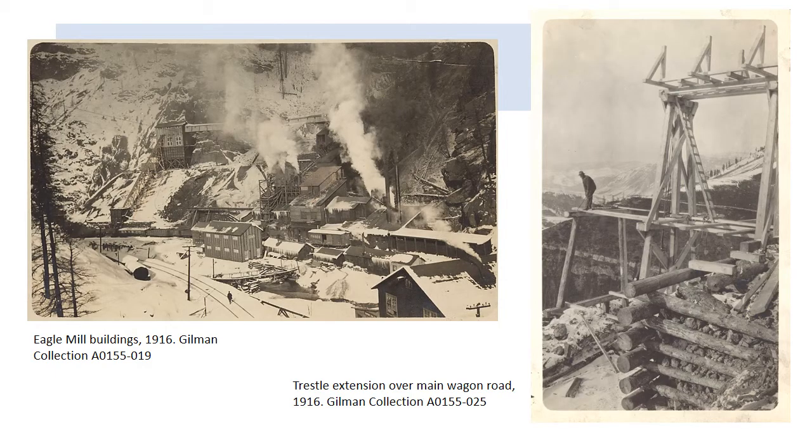So this is a picture of the Eagle Mill buildings. These were at the foot of the cliff on the banks of the Eagle River where the railroad tracks ran, and this is the buildings in the snow. And on the right is a picture of a trestle extension over a main wagon road taken in 1916, so fairly early on, and there's a man at the edge of the platform looking down the cliff where the wagon road is running. And this is projected to be a future mine dump.